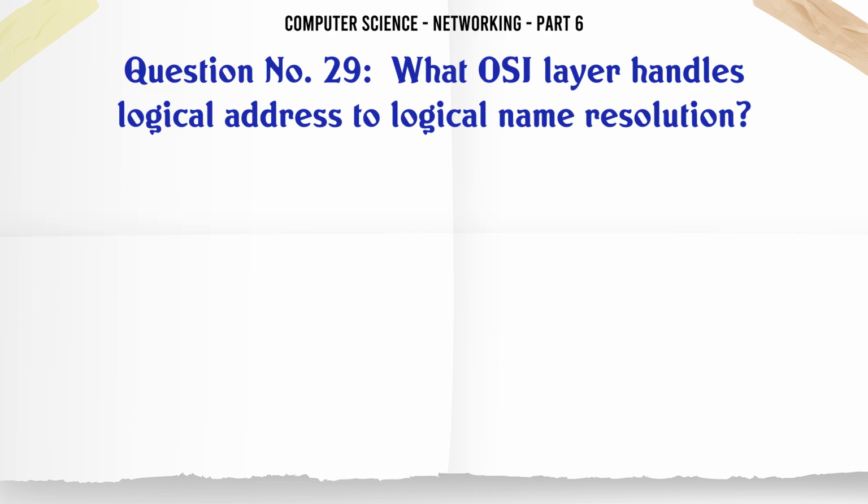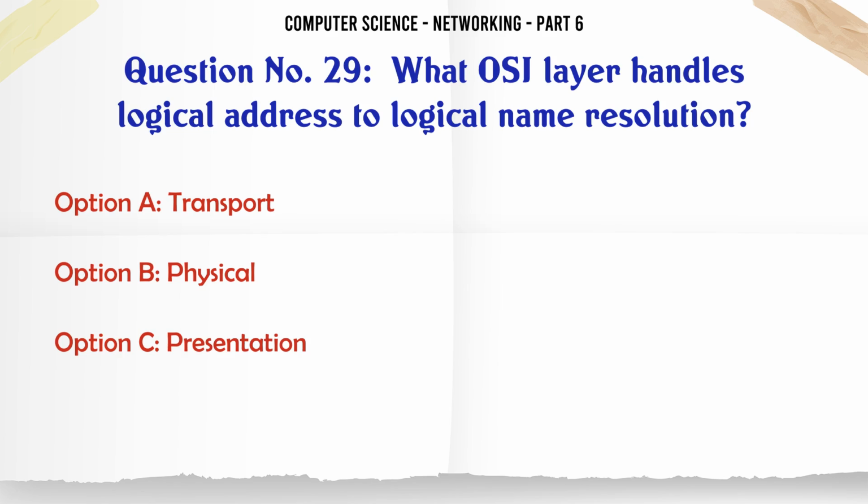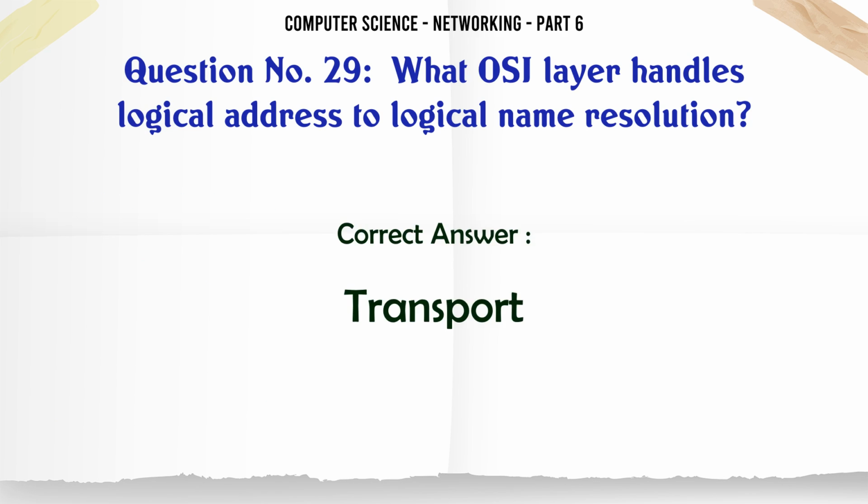What OSI layer handles logical address to logical name resolution? A. Transport. B. Physical. C. Presentation. D. Data link. The correct answer is transport.